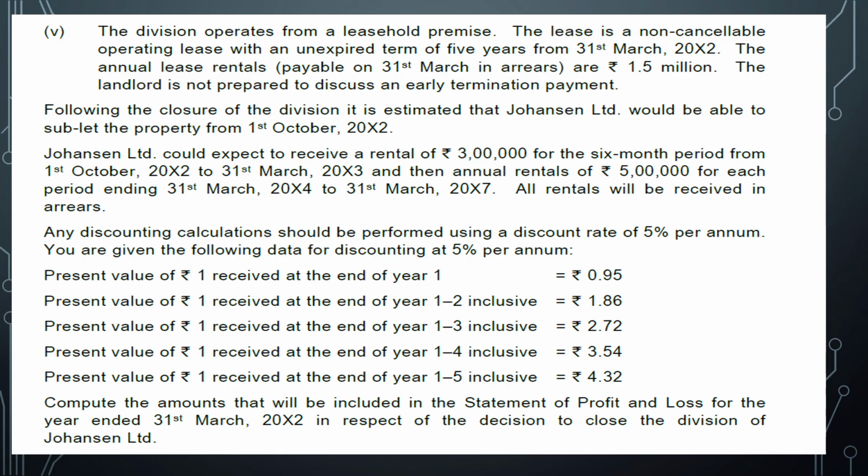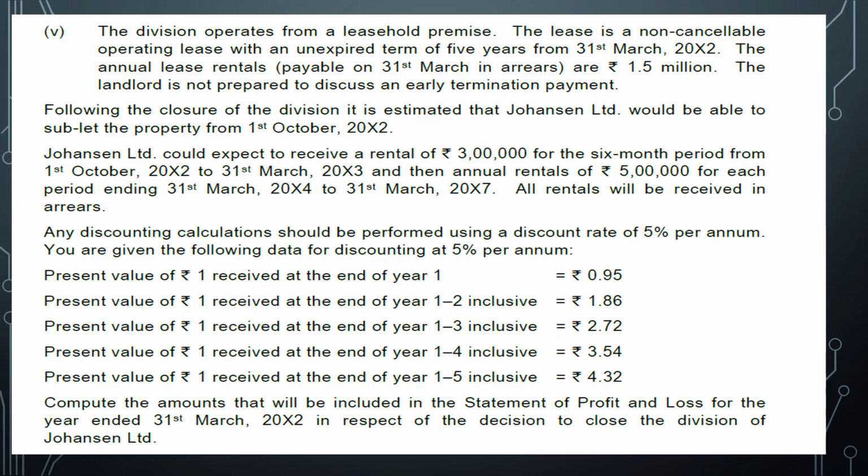So the division operates from a leasehold premises. The lease is a non-cancelable operating lease with an unexpired term of 5 years from 31st March 2022. The annual lease rentals payable on 31st March in arrears are rupees 1.5 million. The landlord is not prepared to discuss early termination payment. The closure of the division is estimated and Johansson will be able to sublet the property from 1st October 2022. Johansson could expect to receive a rental of 3 lakhs for the 6-month period from 1st October to 31st March 2023 and then annual lease rental of 5 lakhs for each period commencing from 31st March 2024 to 31st March 2027. All rentals will be received in arrears.